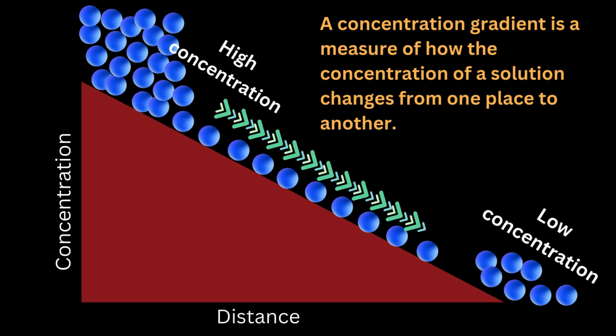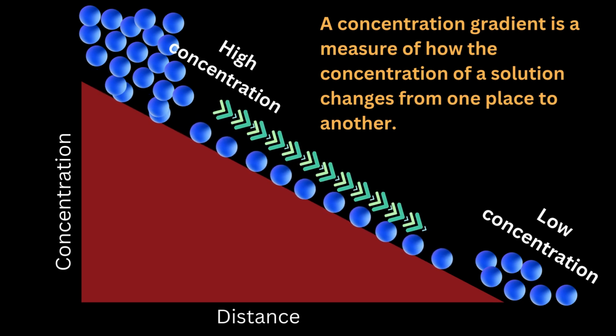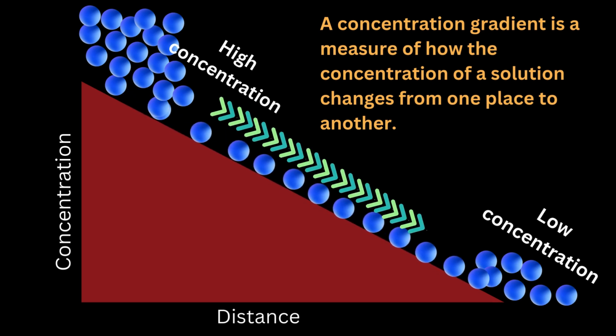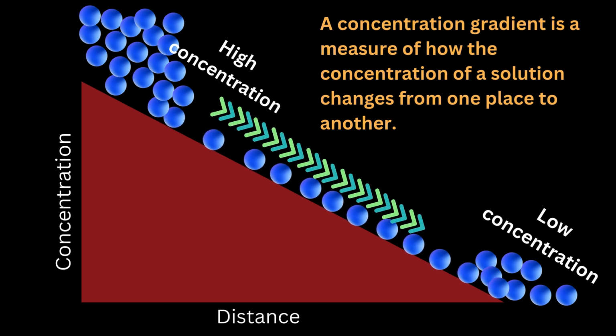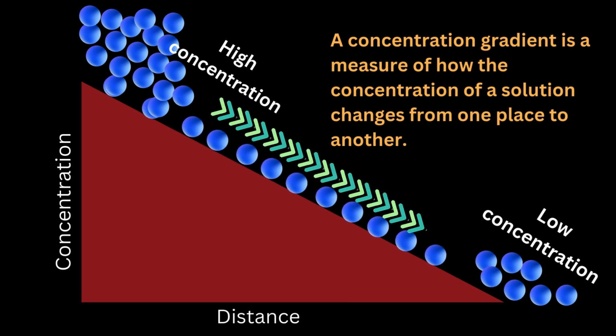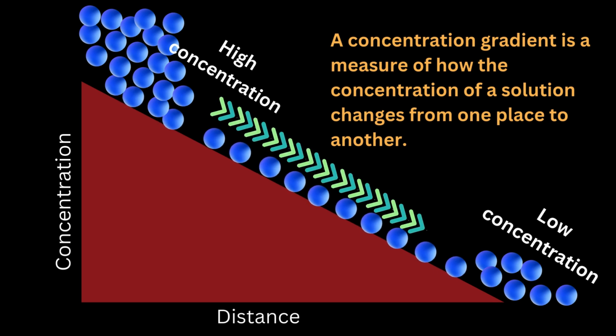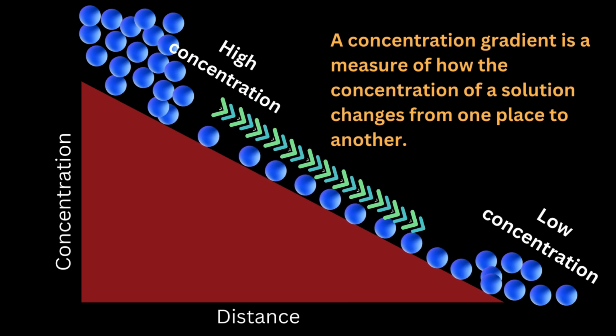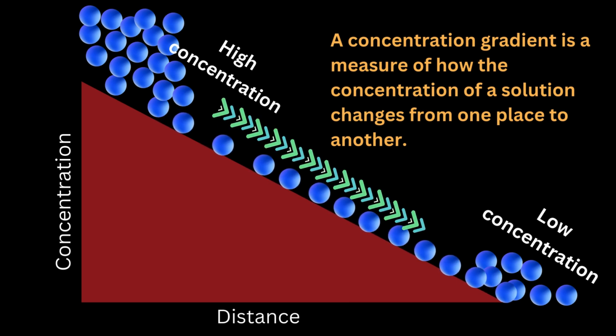Now let us look at some of the factors that affect the rate of diffusion. 1. The concentration gradient. The greater the difference in concentration, the faster the diffusion rate. A concentration gradient is defined as a measure of how the concentration of a solution changes from one place to another. For example, from one side of the plasma membrane to the other.